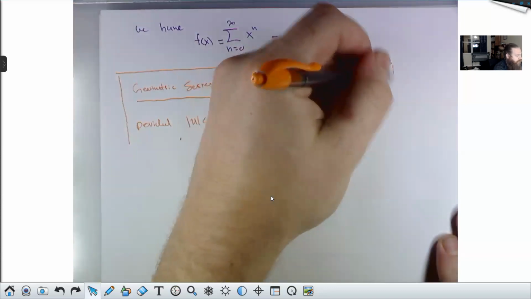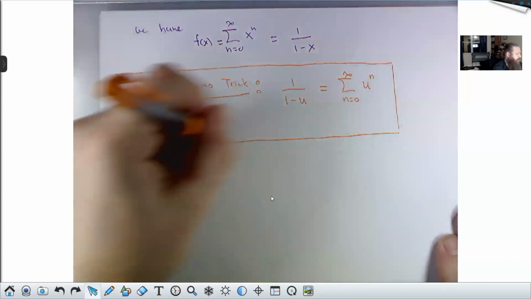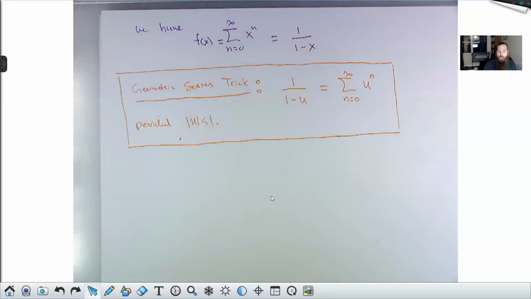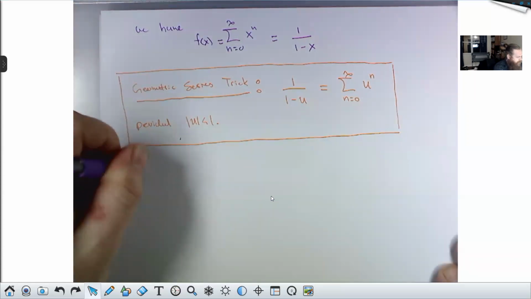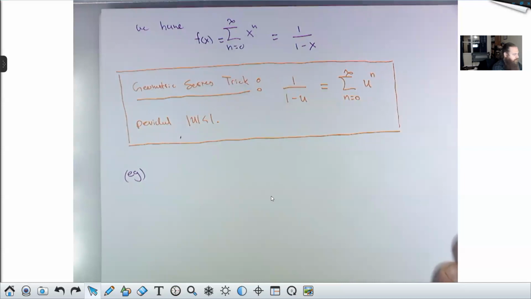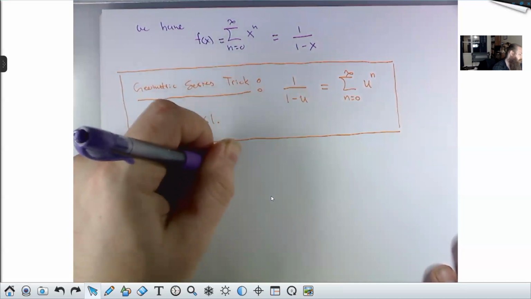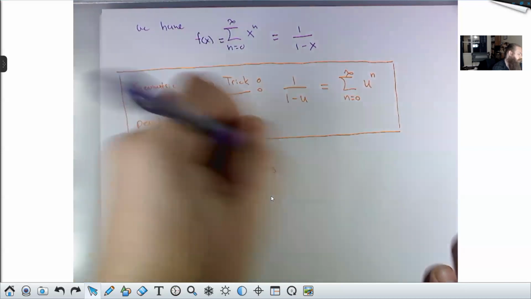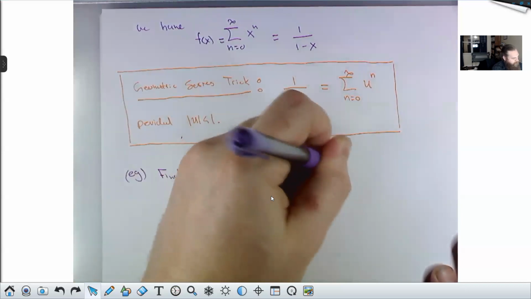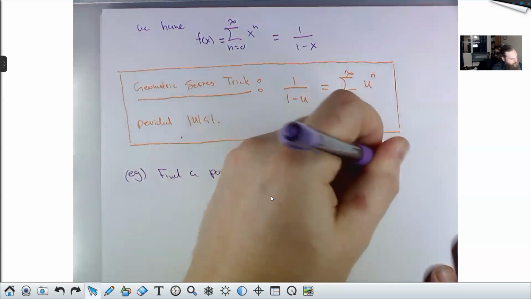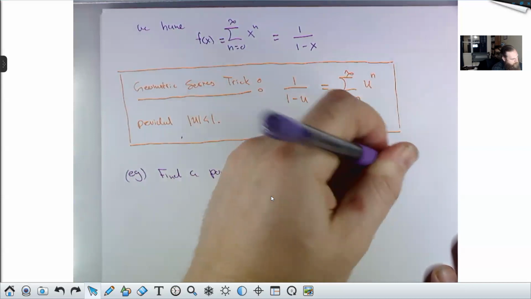So tuck this in your pocket, never forget it. It's the most important power series in the land, right up there with the other important series we will learn in the next section. So how do we use this? Well, suppose I wanted to find a power series for f of x equals 1 over 1 plus x squared.